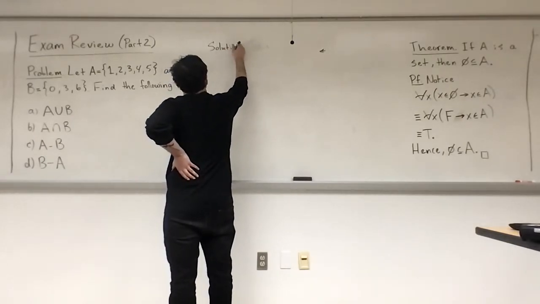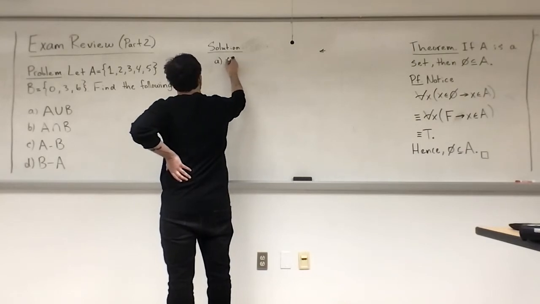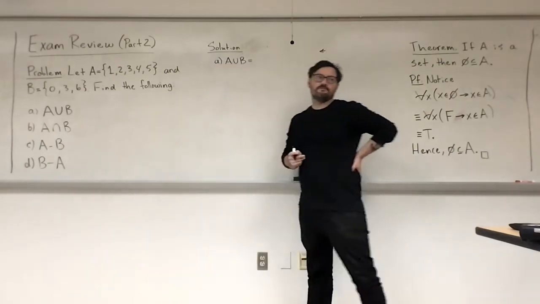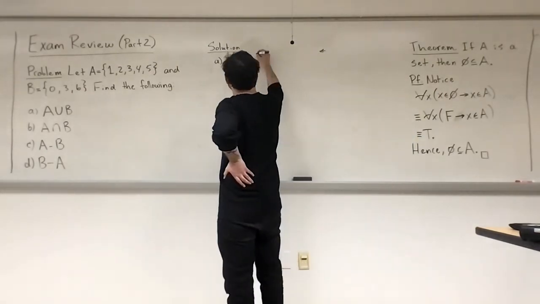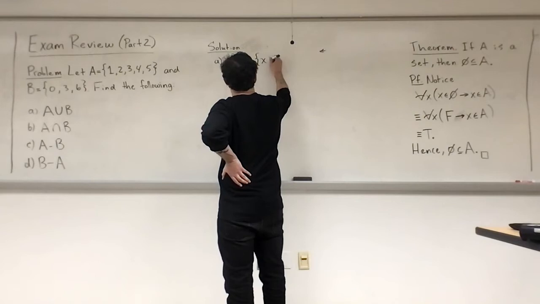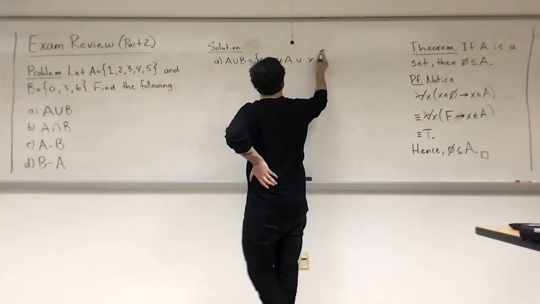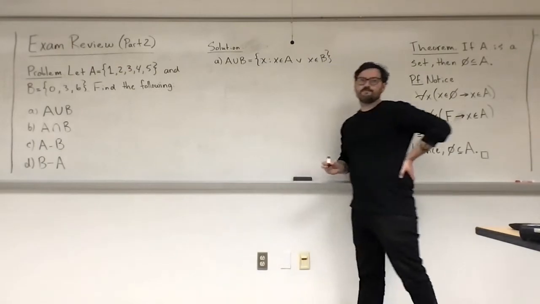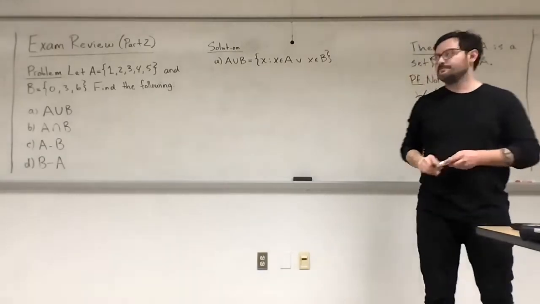The solution, right, A union B. That's the set with elements. So what is the definition of a union? Right? The union is the or. So it's x such that x is in A or x in B. So if you can satisfy that logical statement, then you belong in that set.